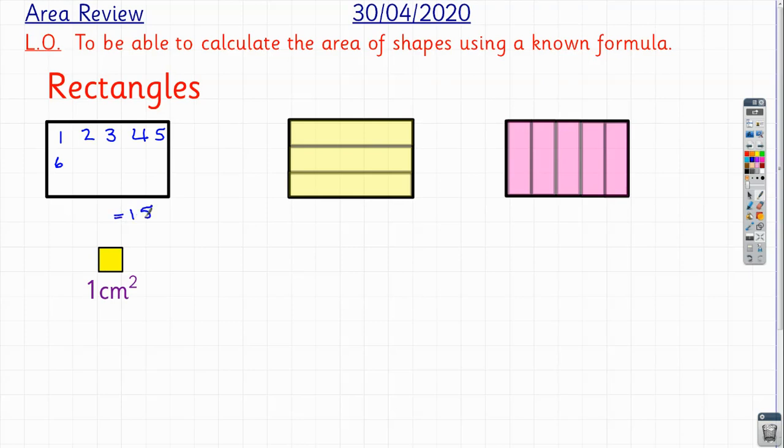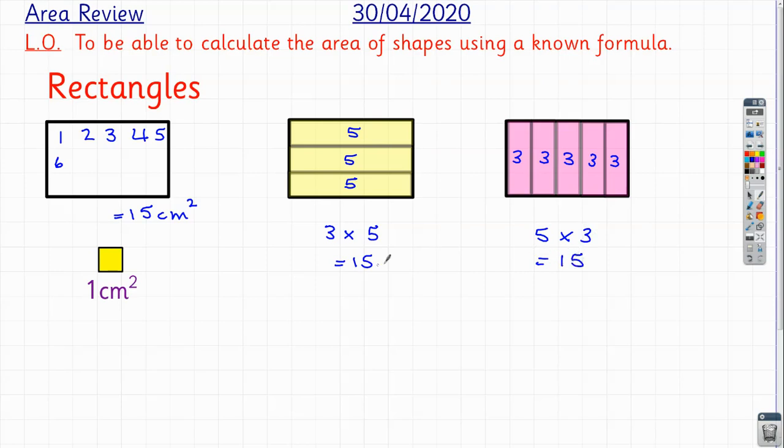So I could count the squares to calculate the area, and sometimes that's one of the simplest things you could do. The same rectangle, we can think of it as a row of 5, and there are 3 rows of 5, so that could also be calculated as 3 lots of 5, which is 15. Or we could look at the columns, and each column has 3, so there are 5 columns of 3, and 5 lots of 3 is also 15.